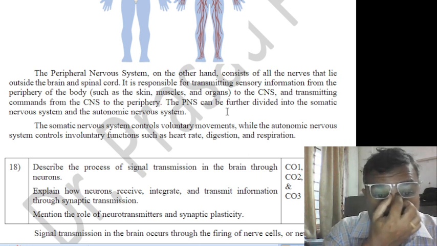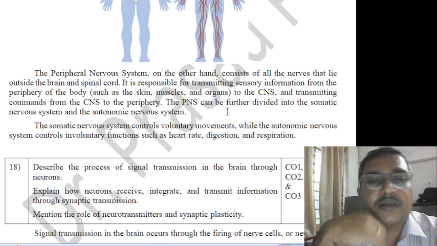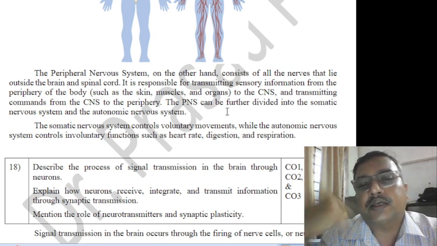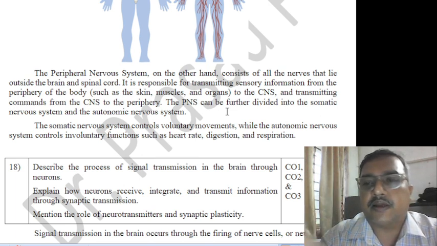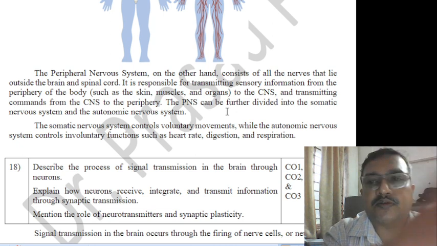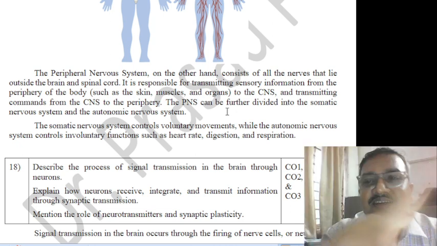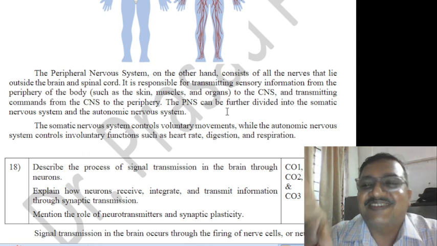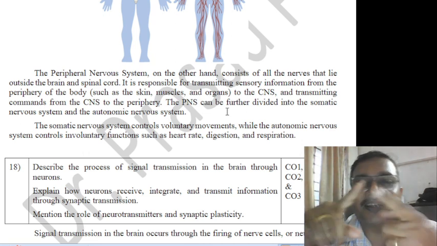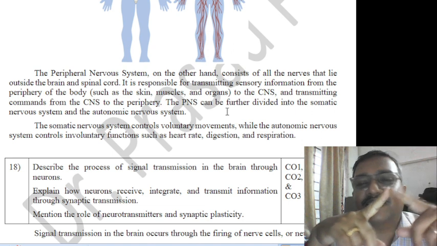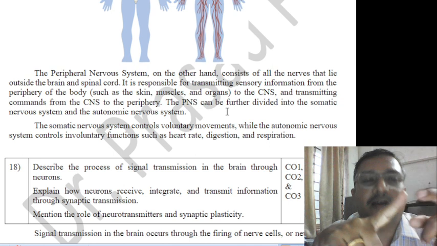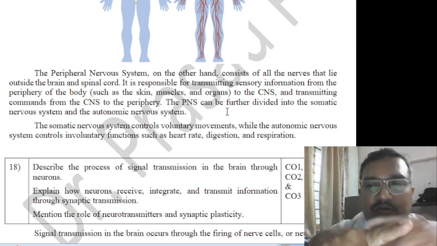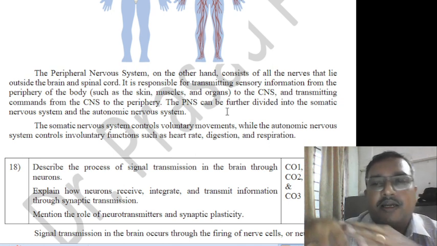It is responsible for transmitting sensory information from the periphery of the body, such as skin, muscles, and organs, to the central nervous system. So when we touch something, when I touch the camera, whatever sense I felt, that is in the periphery.